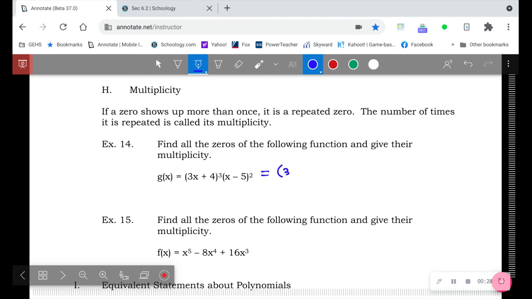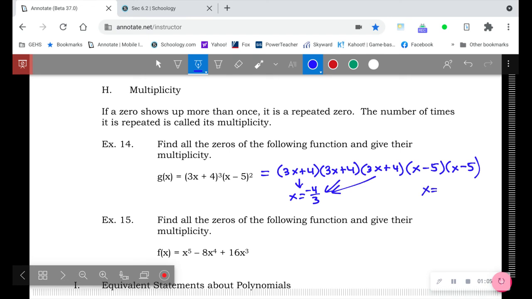So what we have in this first example is a problem that, if written out, would look like this: 3x plus 4 times 3x plus 4 times 3x plus 4 times x minus 5 times another x minus 5. Now, we don't usually write it out this way, but it's going to help me explain it. The first three all yield the answer of -4/3. -4/3 would zero out that one, and that one, and that one. And down here, x equals 5 is what would zero out both of these.